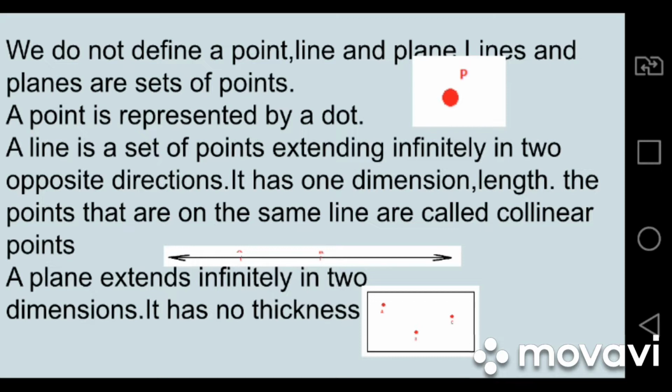The points that are on the same line are called collinear points. We can see points A and B on this line, so we can call it line AB. A plane extends infinitely in two dimensions. It has no thickness. As shown in the diagram, points A, B, C are lying in the plane.